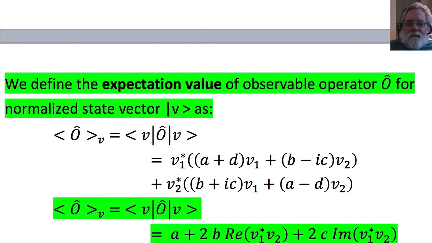Now we're going to define the expectation value of observable operator O for normalized state vector V. The expectation value for operator O in state V is the sandwich or matrix element, but with U replaced with V. So it's the sandwich V O V. So we just substitute in V1 instead of U1 and V2 instead of U2.